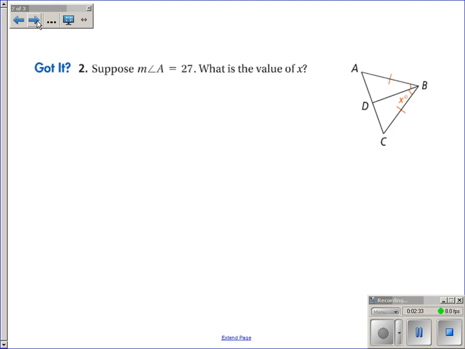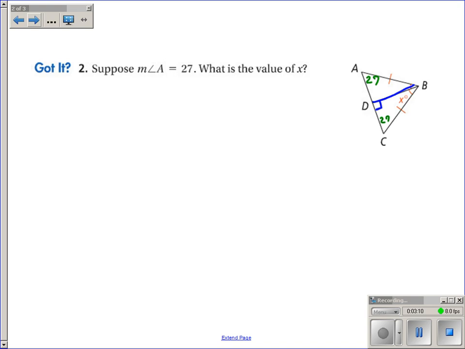Number 2. Suppose that the measure of angle A is 27. What is the value of x? Okay, well, if A is 27, then C would also be 27 because it's an isosceles triangle. And now since BD is the angle bisector in an isosceles triangle, we know that this angle down here is a right angle, or that BD is the perpendicular bisector of the base.